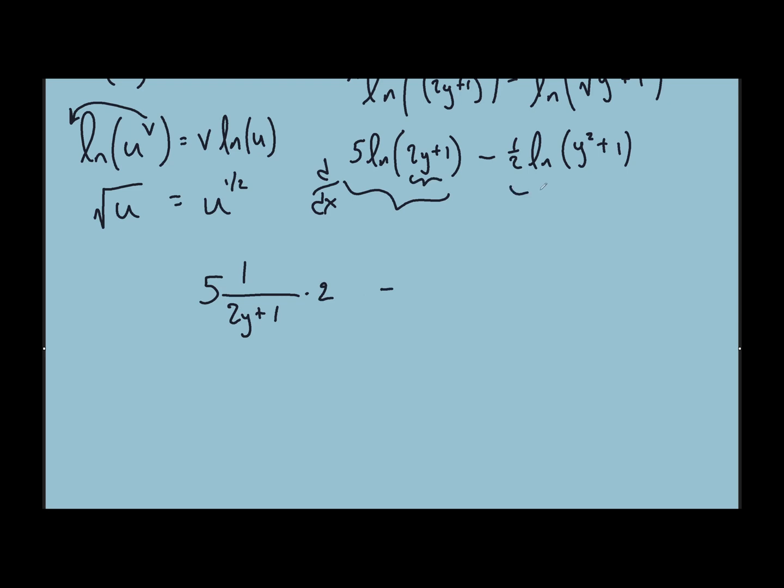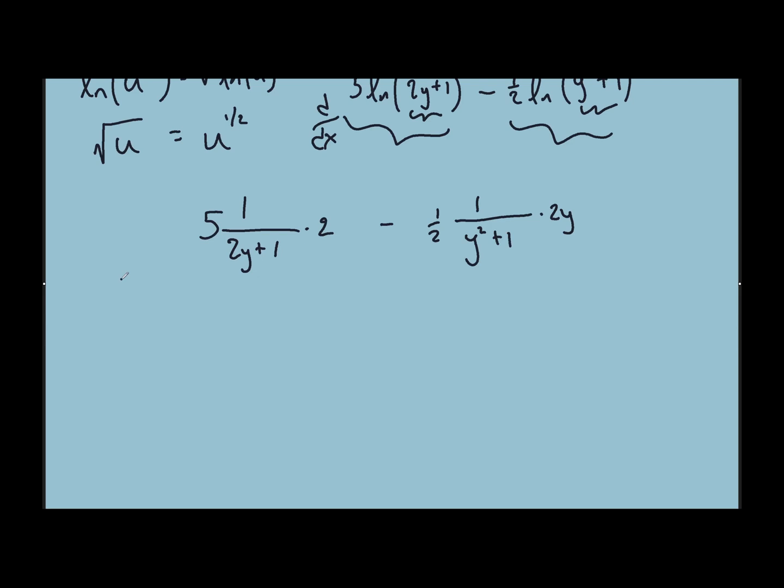And we'll do the derivative on this side. We've got a 1/2. And then it's going to be times a 1 over the input, y squared plus 1. Times the derivative of the input again. That's going to be 2y. So you see no dy dx is here.